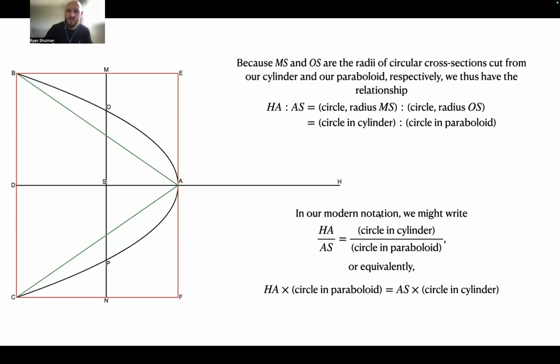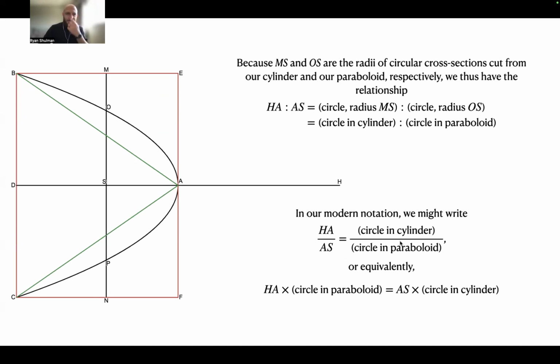So in our modern notation, again, we might write something like HA divided by AS is equal to a circle in the cylinder divided by a circle in the paraboloid. And again, Archimedes would have kind of written it this way. HA is to AS as the circle in the cylinder is to the circle in the paraboloid.